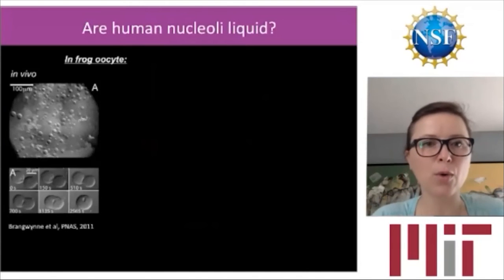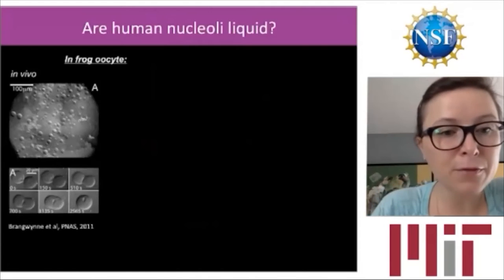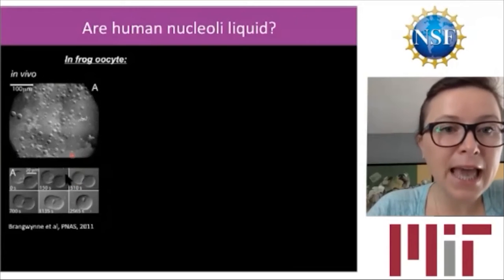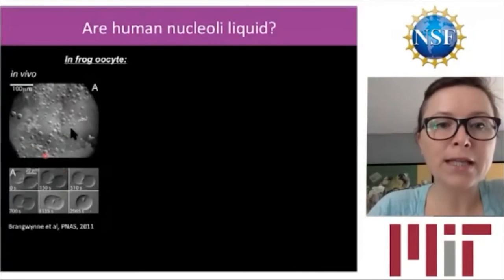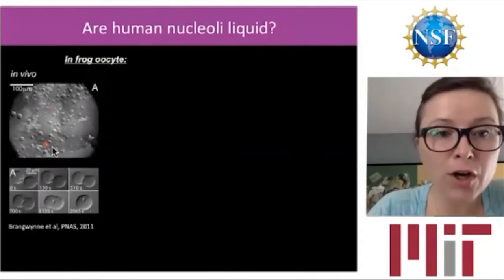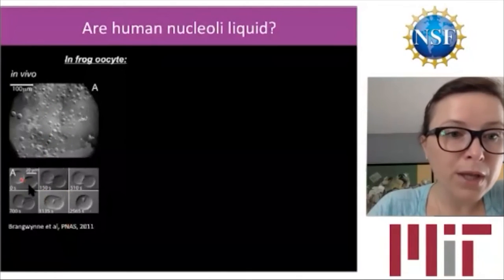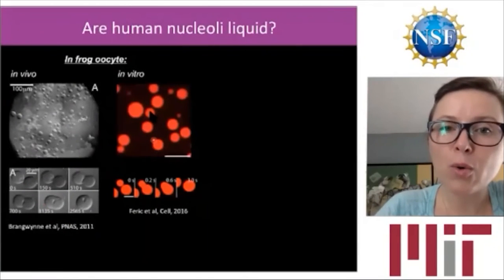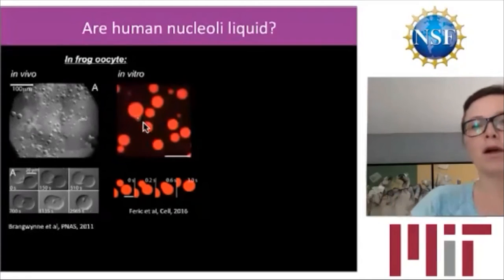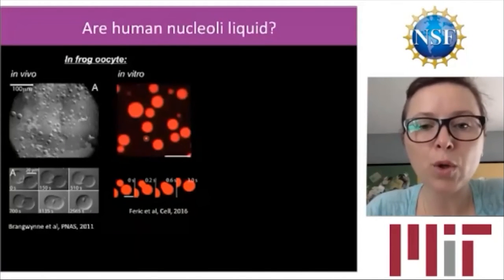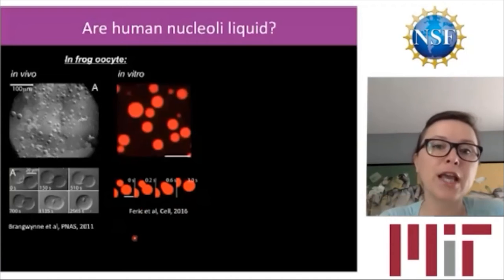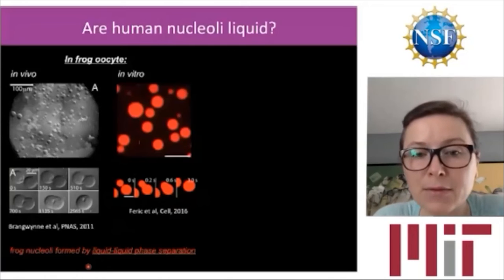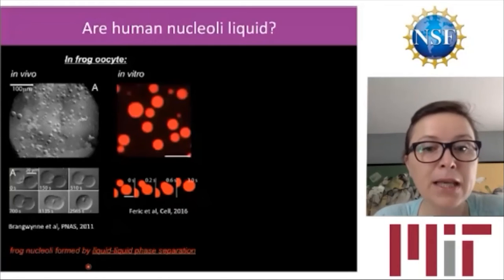Most of you are familiar with the beautiful studies by Cliff Brangwynne's group, which have shown in frog oocytes that the nucleoli there are indeed behaving as liquid droplets. The frog egg is a beautiful system with a couple thousand nuclei that are rather large, and Cliff has observed beautiful fusions of these nucleoli. Moreover, they have also isolated proteins which make the nucleoli, and found that these proteins mixed with RNA tend to phase separate and form these droplets in vitro. Therefore, the frog nucleoli were presumed to form by liquid-liquid phase separation.